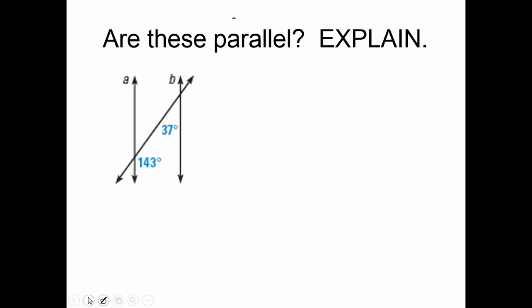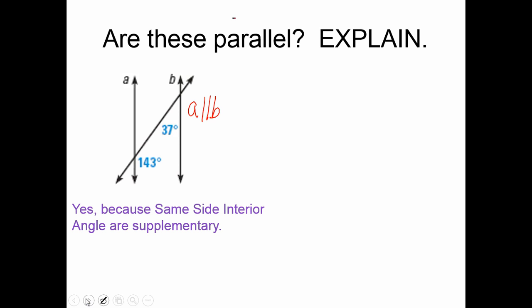What about these two lines, A and B? Are these lines parallel? Well, instead of having congruent marks here, we're given some numbers. Now, these two angles are same side interior or consecutive interior angles. And in order to be parallel, it says if consecutive interior angles are supplementary, so if they add up to make 180, then the lines are in fact parallel. So we would say yes, that A is parallel to B because we're seeing that 143 plus 47, yep, that is supplementary. They do add up to make 180.